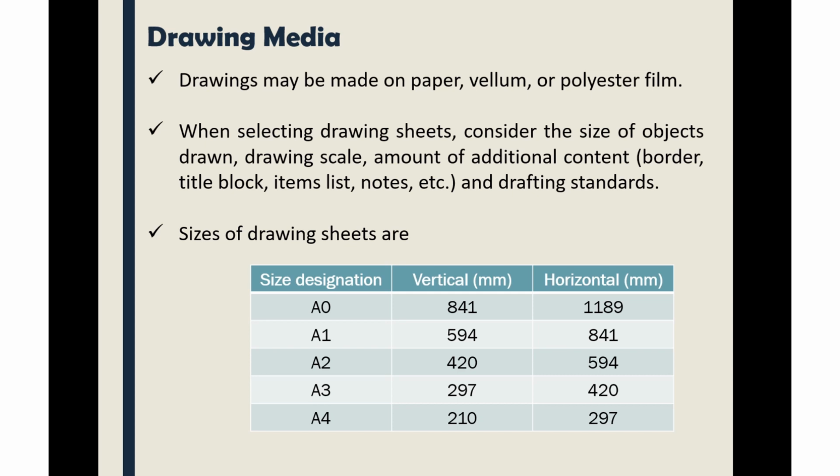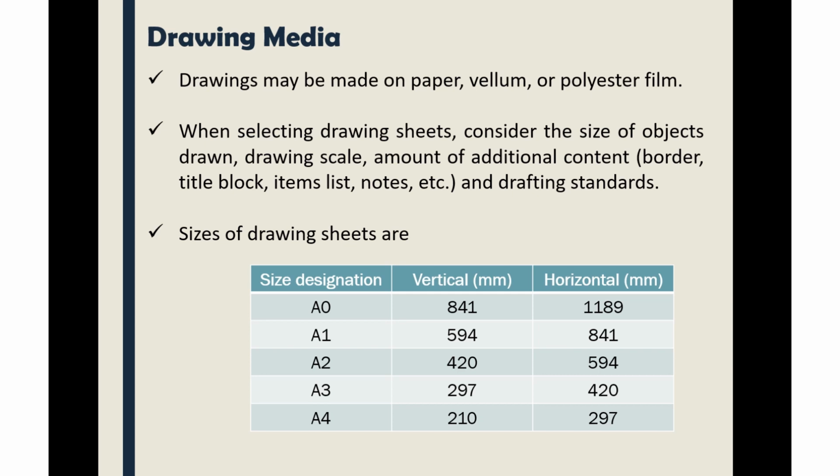Also, we look at the amount of additional content, such as the border line, the title block, the item list, the notes, dimensions, and other information that is necessary to adequately communicate a drawing to the end user. We also look at the drafting standards to be used. It's very, very important in the choice of your drawing sheet.